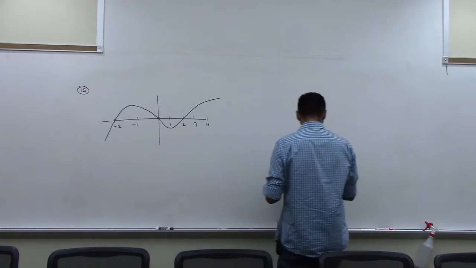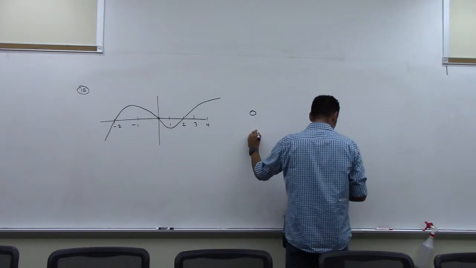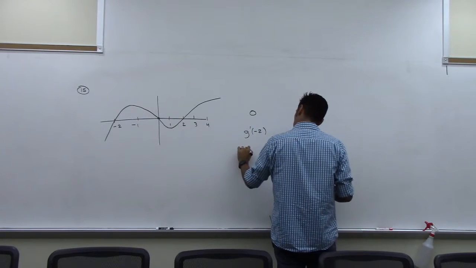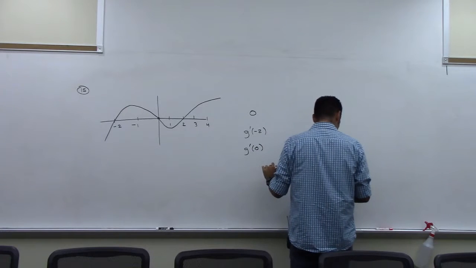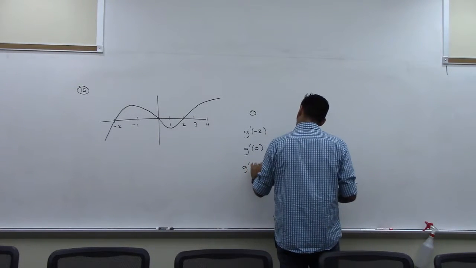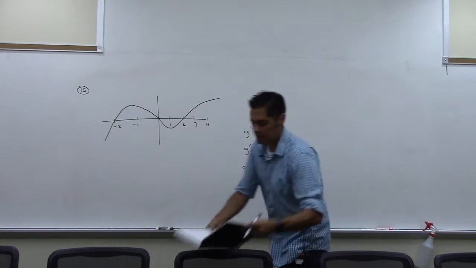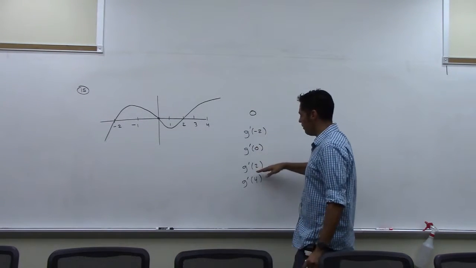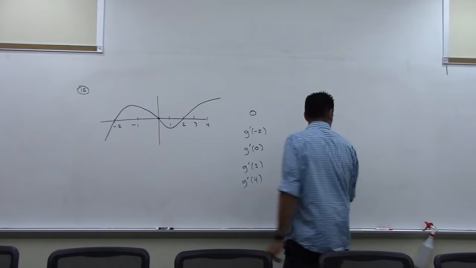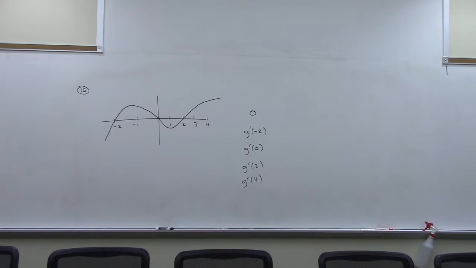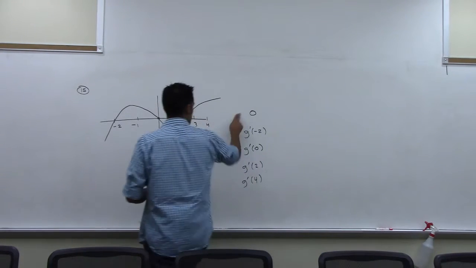And then they give you some values: 0, g prime of -2, g prime of 0, g prime of 2, and g prime of 4. All right, so this notation means the prime means the derivative, means the slope of the tangent line. So I don't have a ruler in here. I'll just have to make up my own ruler. Here's my ruler. Oh yeah, and 0 is just the number 0.